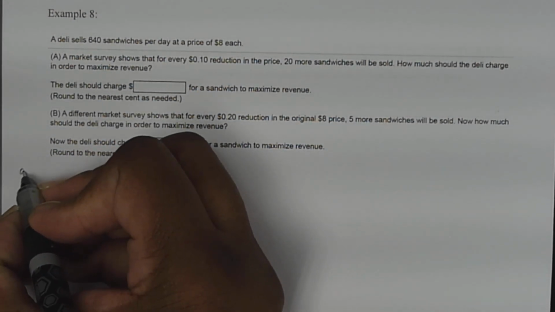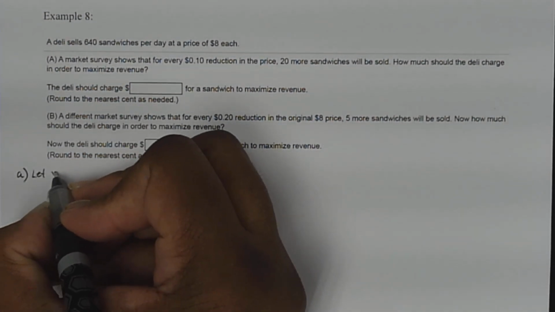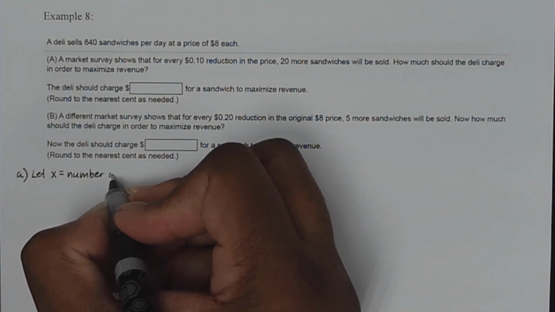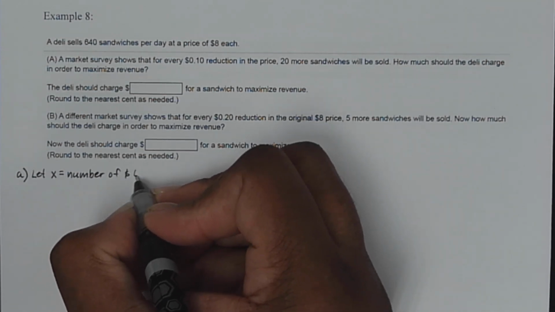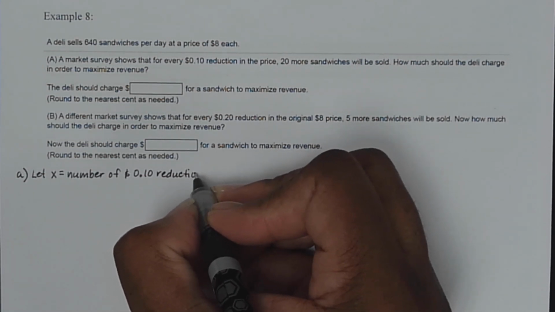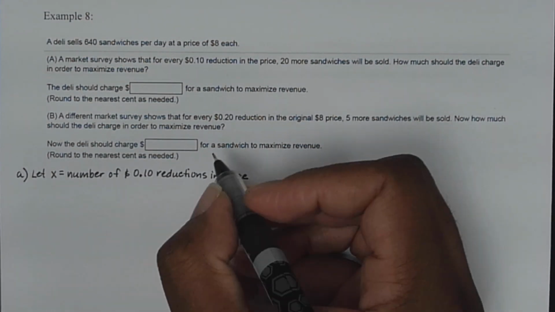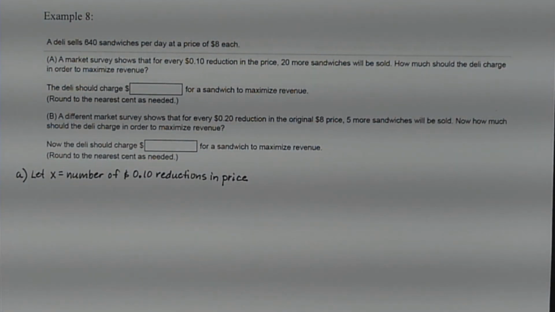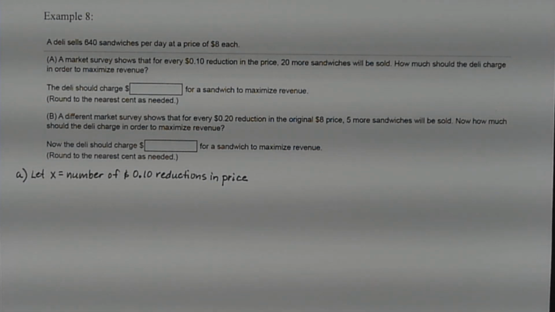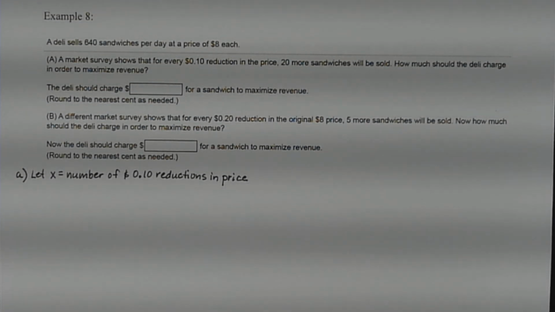Okay, so in part A, we're going to let X equal the number of 10-cent reductions in price. Because it says here for every 10-cent reduction in price. So we're going to find out how many 10-cent reductions in price we need. So X will be the number of 10-cent reductions in price.